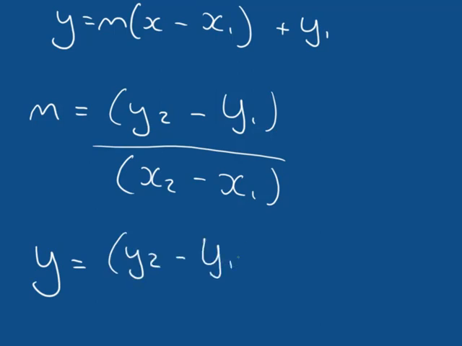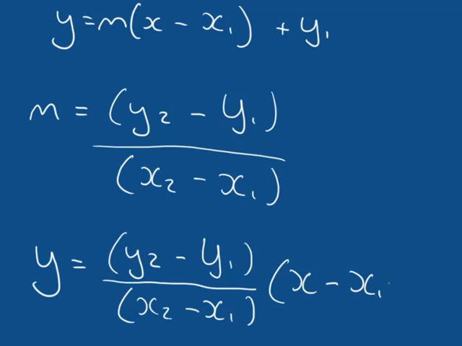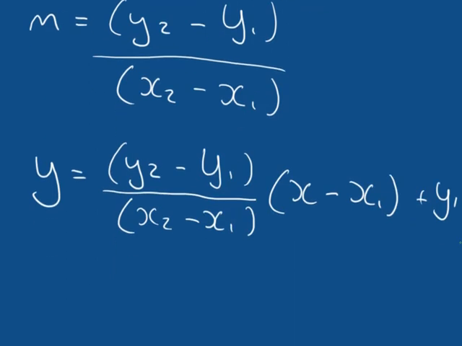(y2 minus y1) over (x2 minus x1) times (x minus x1) plus y1. And there is our equation. So if we are given 2 points, x1, y1 and x2, y2, we can now substitute the coordinates of the points into this equation. Everything will eventually be able to be calculated. We can calculate our gradient. We can then expand everything.